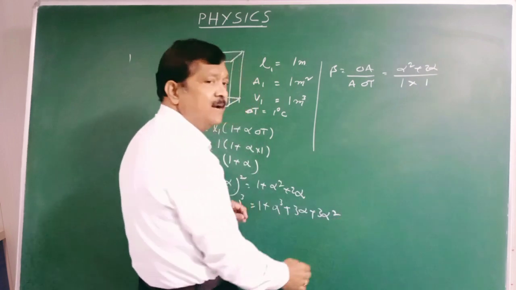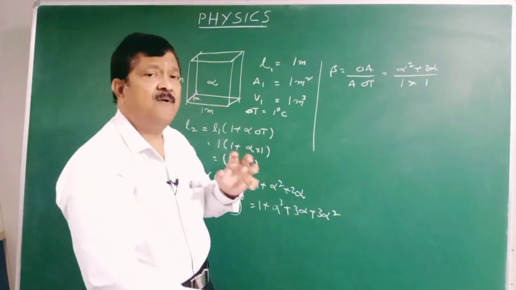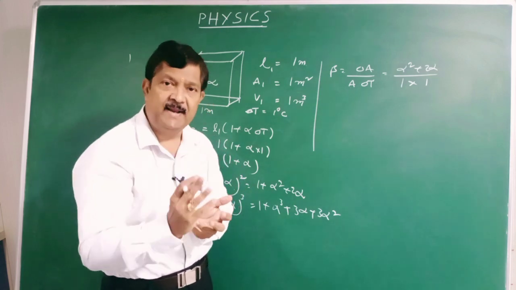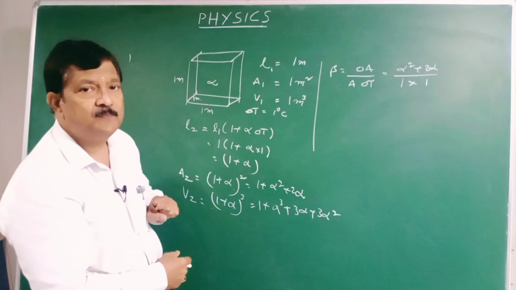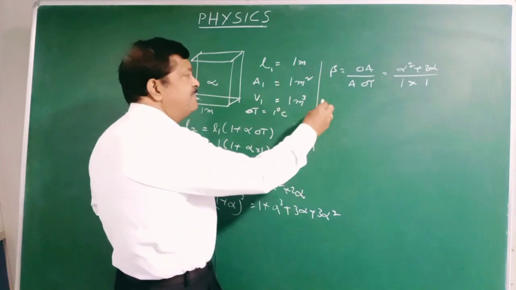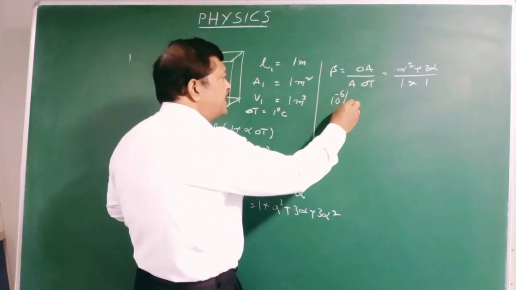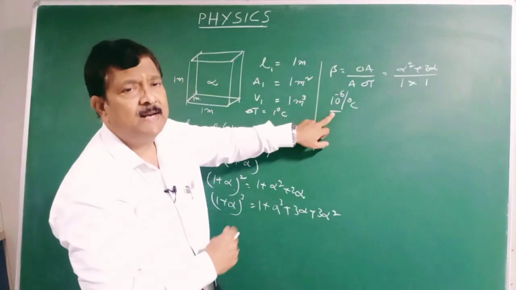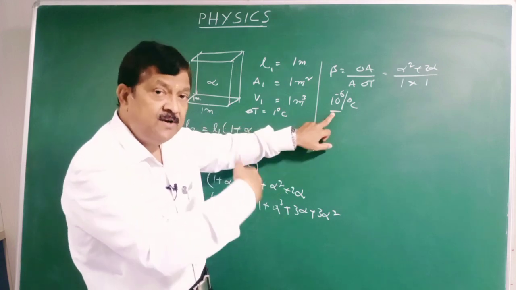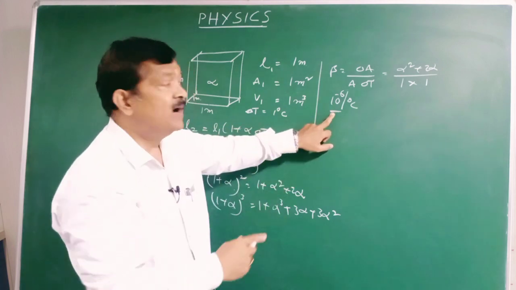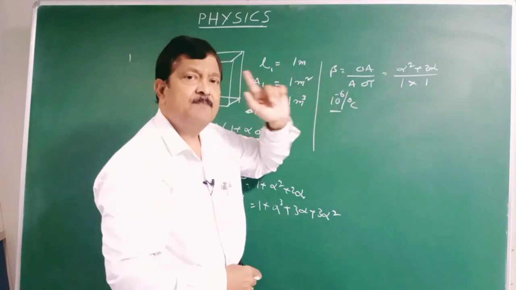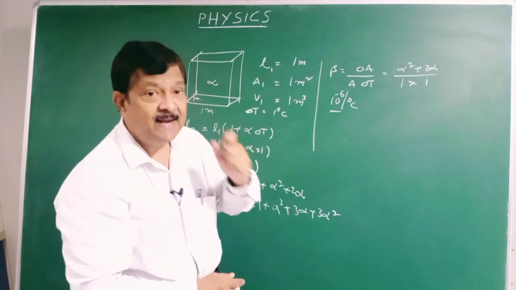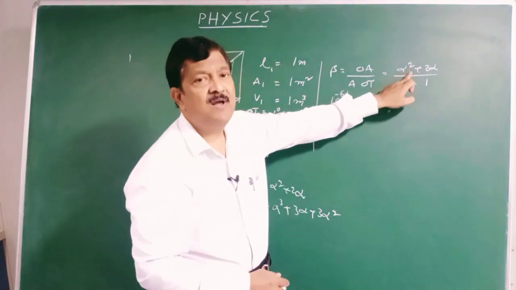divided by the initial area, which is 1, and the change in temperature is also 1. But remember, alpha, beta, gamma are properties of the material, that is, properties of the material of the cube. And in general, they have values of the order of 10 power minus 6 per degree centigrade. Because of this very small value, when you take alpha square, it will be of the order of 10 power minus 12, which is numerically negligible.